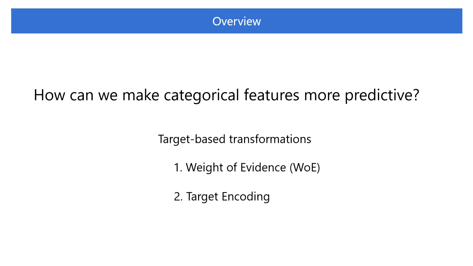How can we make categorical features more predictive? In this video, we will explore target-based transformations, a set of techniques that convert categorical variables into meaningful numerical values by using information from the target variable itself. Specifically, we will look at two widely used methods, weight of evidence and target encoding. These are especially useful for high cardinality variables and are commonly applied in areas like credit scoring, churn prediction, and employee attrition analysis.